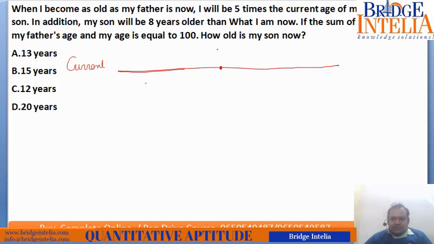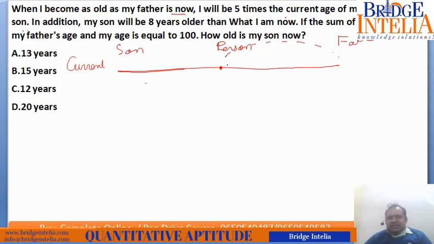So let's suppose he is the speaker or the narrator. Let me call him the person, his son and his father. So these are his current ages. What he's saying is, when I become as old as my father is now, then I will be 5 times the current age of my son.